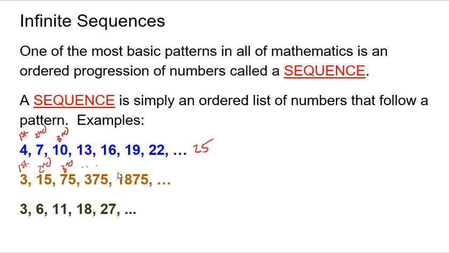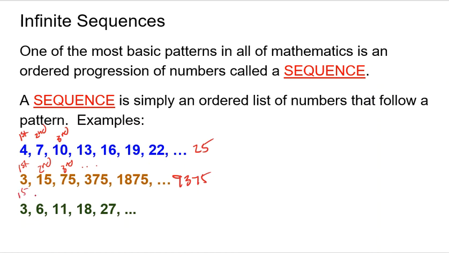So the next term would be 1875 times 5, which would be 9,375. All right, next one is 3, 6, 11, 18, 27.